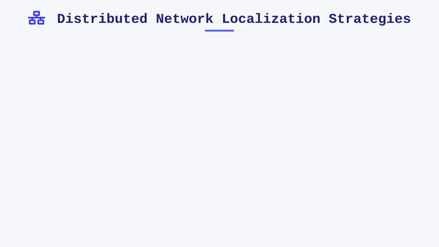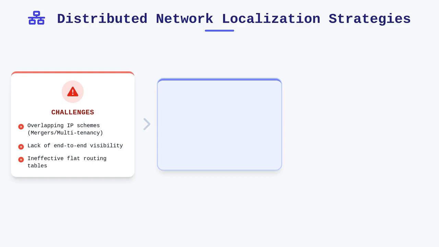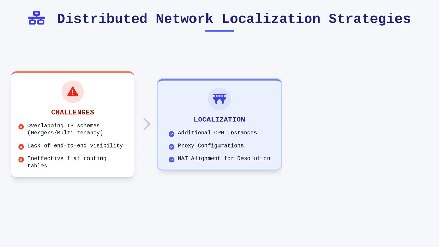In many modern distributed environments, we encounter the reality of overlapping IP address schemes, particularly after mergers or within multi-tenant frameworks. We cannot simply rely on flat routing tables or assume end-to-end visibility between the CPM and the target devices. Instead, we must architect localization strategies where we deploy additional CPM instances or utilize specific proxy configurations to bridge the gaps between zones. Network Address Translation, or NAT, often enters the picture, requiring careful alignment with the CPM's ability to resolve and communicate with target addresses.